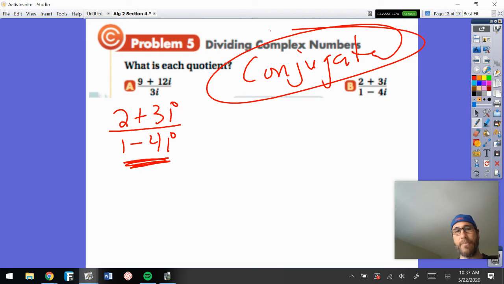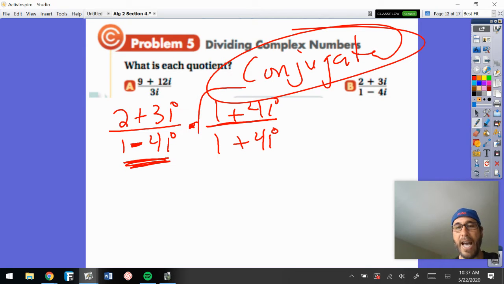What the heck is a conjugate, Mr. T? Well, watch what happens here. A conjugate means you write down the same exact thing that's on the bottom, but you just change the sign in the middle, minus, plus.